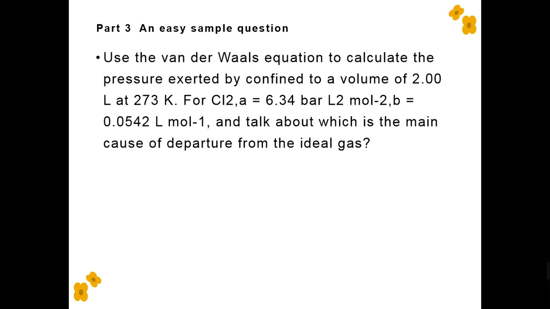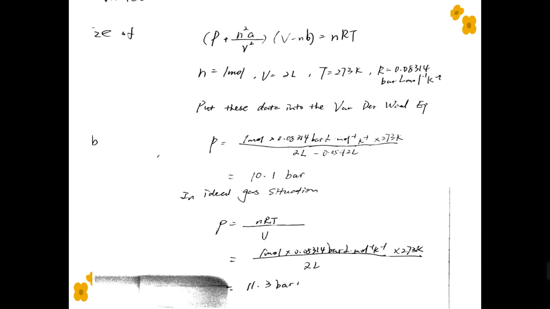So after talking about A and B, I want to give you guys a sample question. Use the van der Waals equation to calculate the pressure exerted by gas confined to a volume of 2 L at 273 K for CO2. A is equal to 6.34 bar, B is equal to 0.05 L per mole, and talk about which is the main cause of departure from ideal gas. There are two little questions here. So the first question is easy. You just need to put this data into the van der Waals equation, and we can get P. P is equal to 10.1 bar.